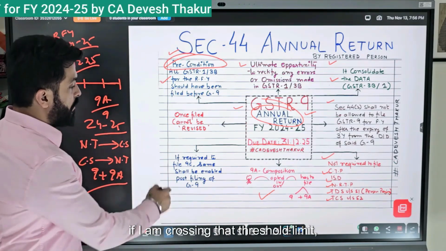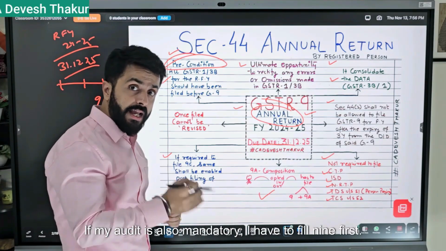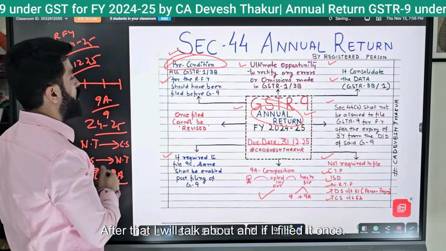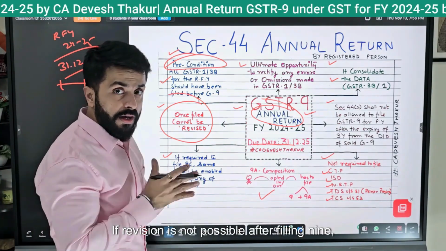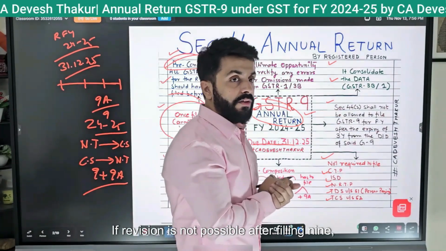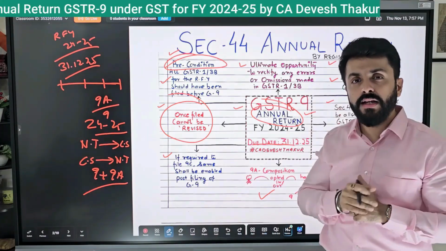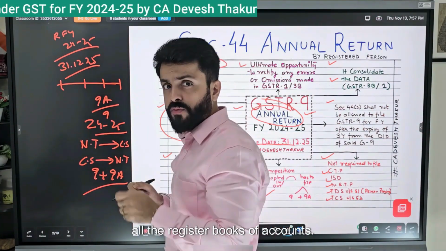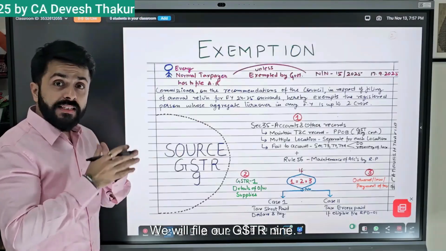If I am crossing the threshold limit, then I am required to file GSTR-9C. If my audit is also mandatory, I have to fill GSTR-9 first, and after that I will talk about 9C. If I have filled it once, revision is not possible after filing GSTR-9, so it is the last chance given to you. File very carefully with all the reconciliations, all the statements, and all the registered books of accounts. We will file our GSTR-9.